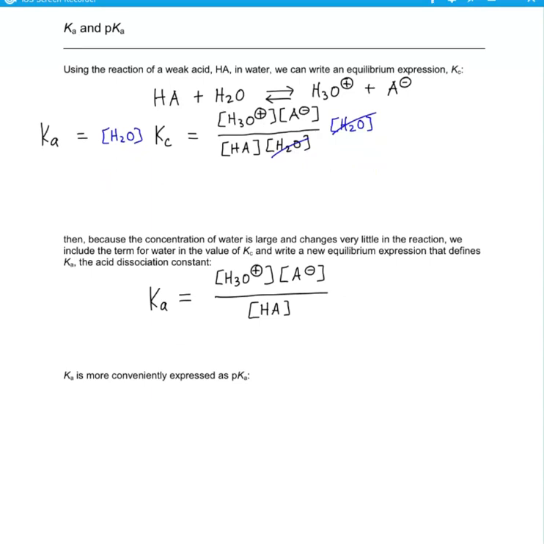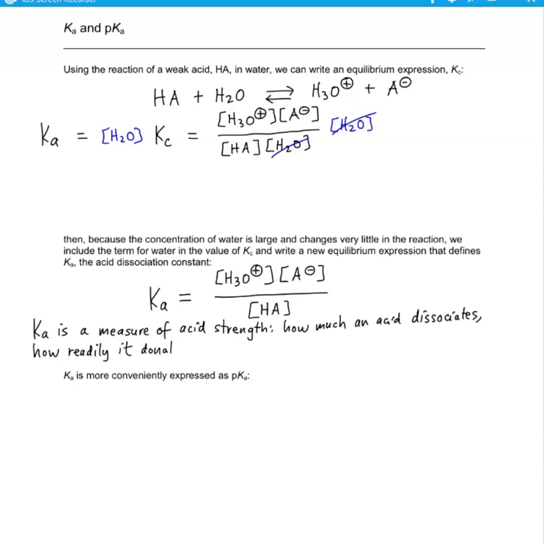So Ka is a measure of acid strength. How much is an acid dissociating? Or another way of thinking about this is how readily is it donating a proton to a base? So Ka, a measure of acid strength, so how much an acid dissociates. Well, we can think about this as how readily it donates a proton to a base.